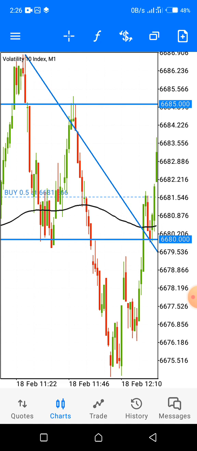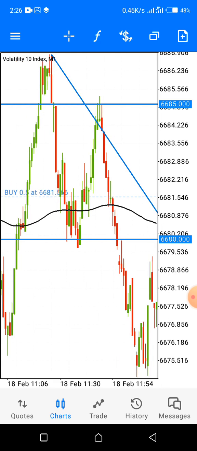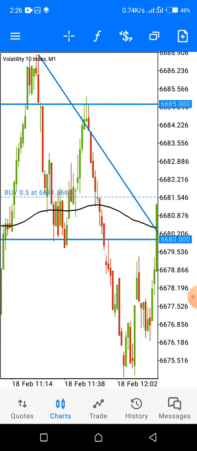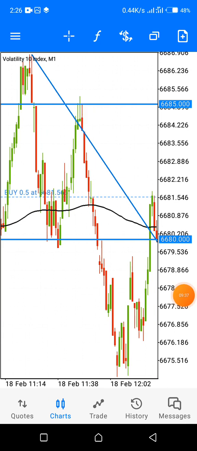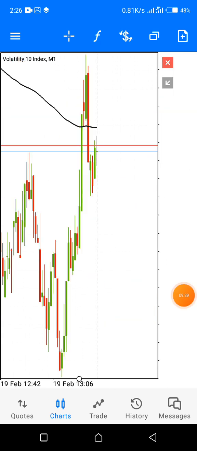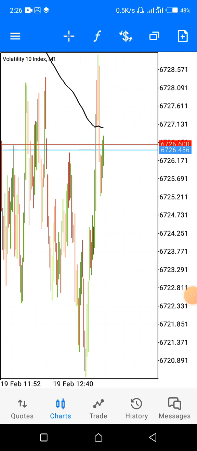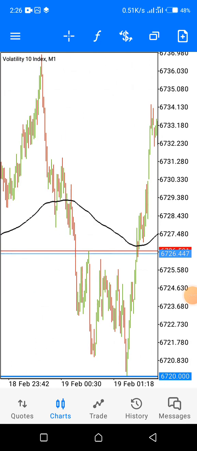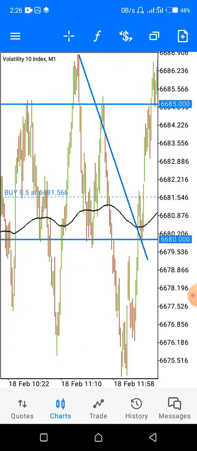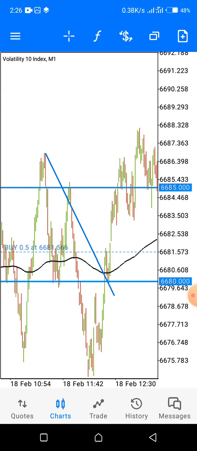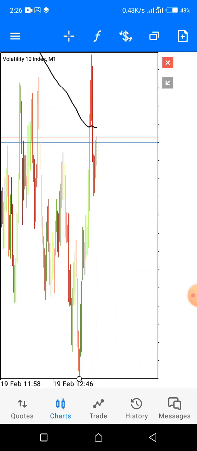So when I was in the 1 minute time frame that time, this is what I saw. I saw the market coming down, giving me lower lows and lower highs. So all I did is to put out my trend line. This is my trend line.